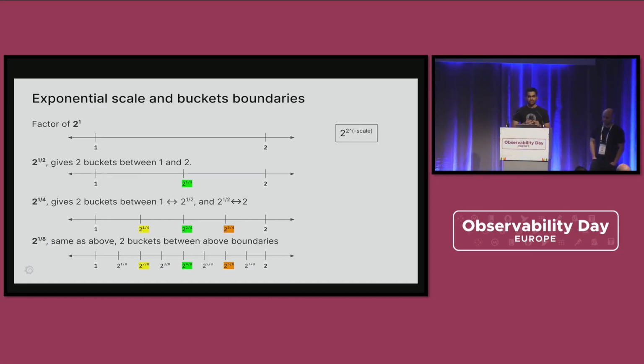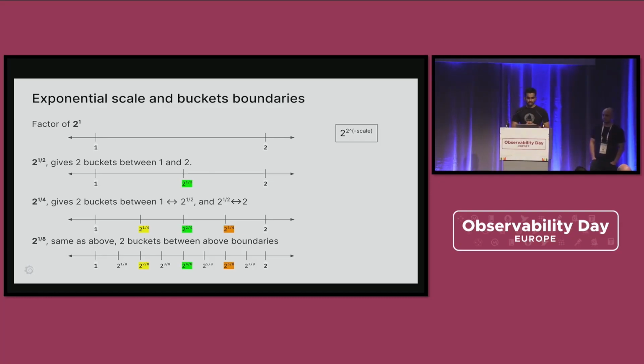And if you want to increase the resolution again, which is 2 power of 1 by 4, then the bucket boundaries of the previous resolution again stay constant. So I have color coded it in green, which is the same across all the resolutions, similarly the yellow and orange. So it's like with every increase in resolution, you are adding a new bucket boundary between existing bucket boundaries.